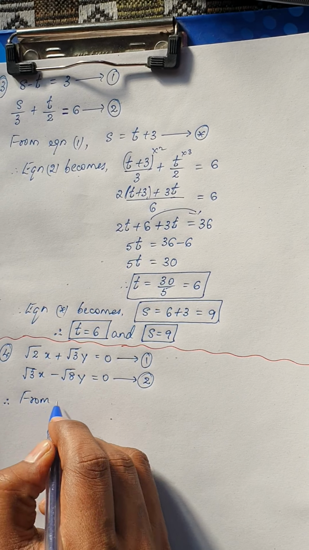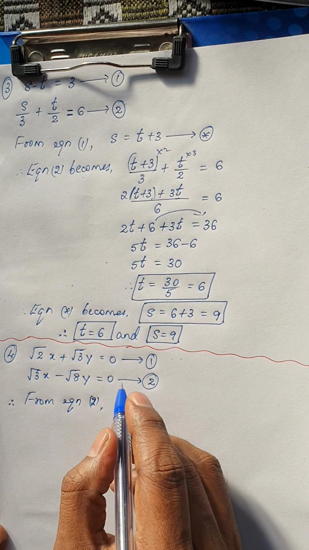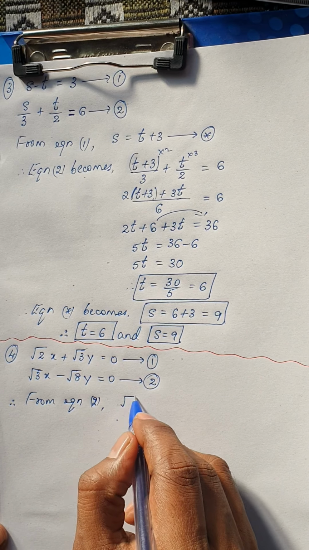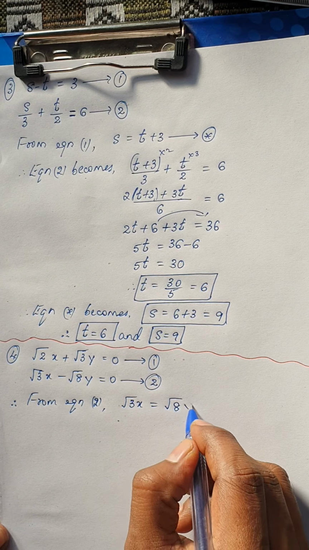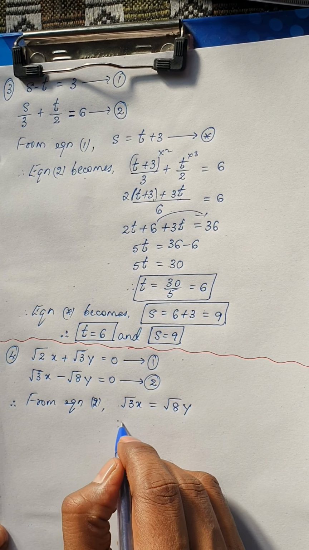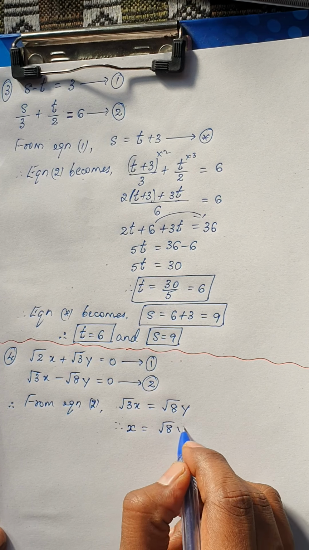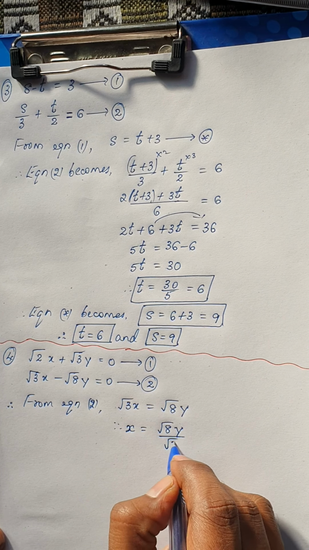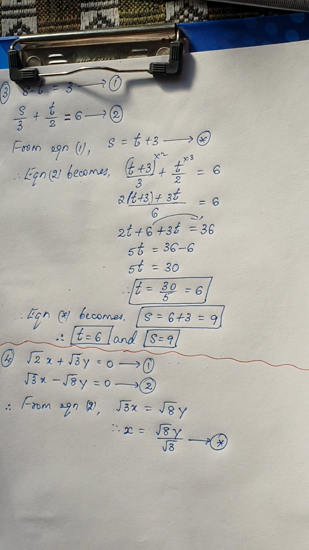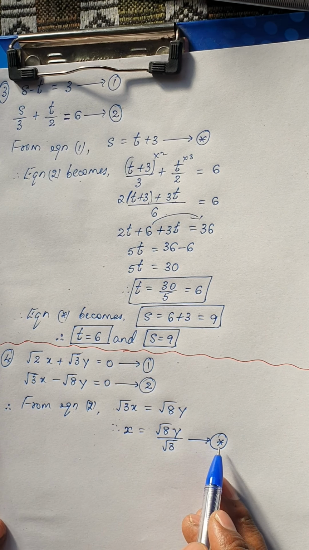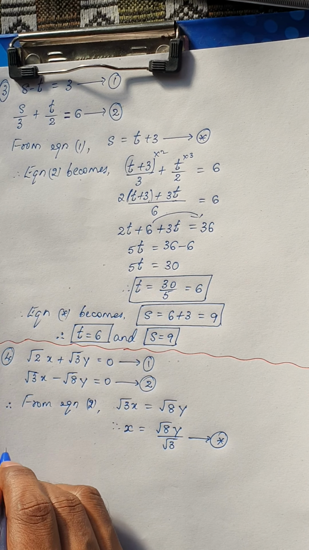From equation 2, I will get root 3x will be nothing but root 8y. Therefore x will be, in place of x, I can write root 8y divided by root 3. Let me consider this substitution as equation star. Now substitute in equation 1.